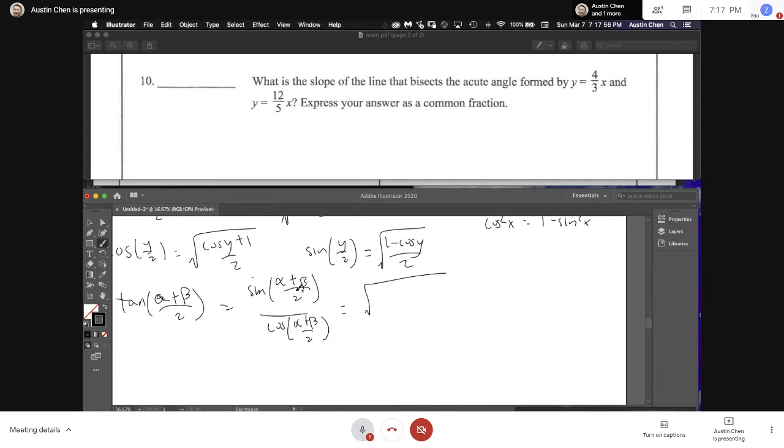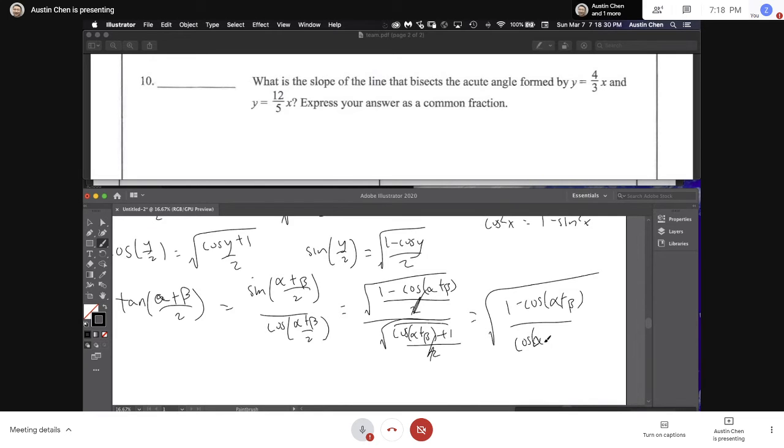So sine of (alpha plus beta)/2, it's like our y here is alpha plus beta. So then this is going to equal the root of (1 minus cosine of alpha plus beta) over 2, and then this is going to equal the root of (cosine of alpha plus beta plus 1) over 2. We could cancel out the over root 2's, and then we have the root of 1 minus cosine of alpha plus beta over cosine of alpha plus beta plus 1.